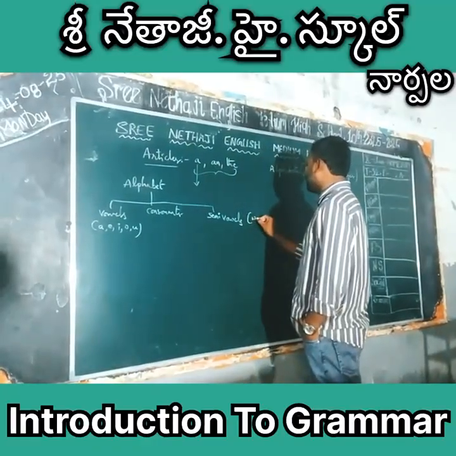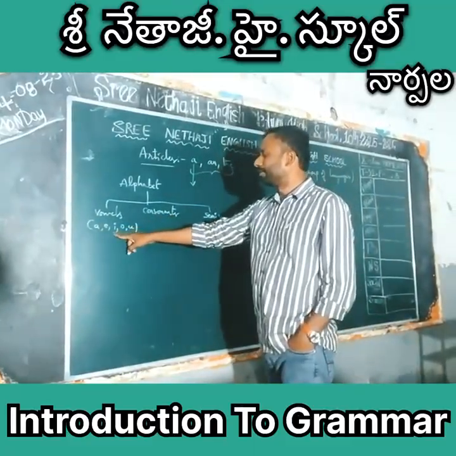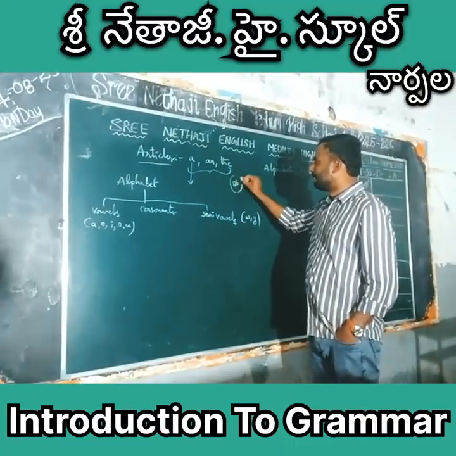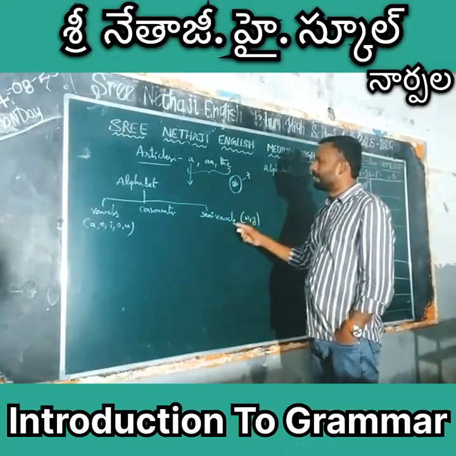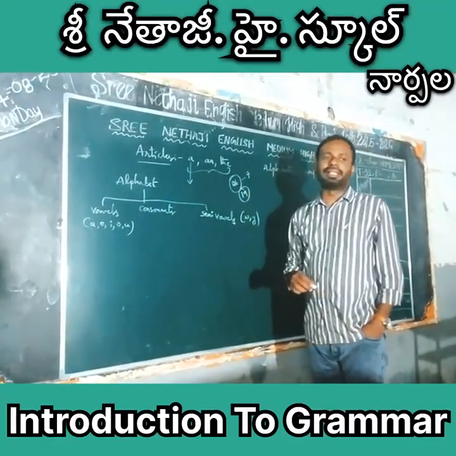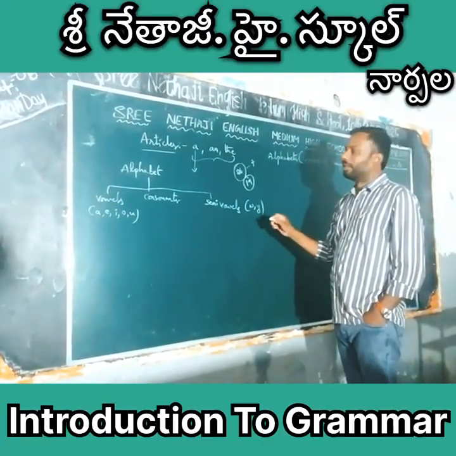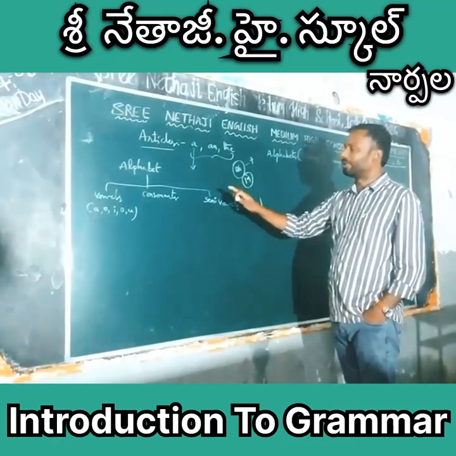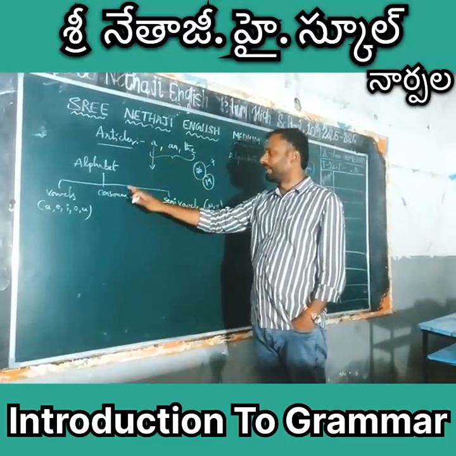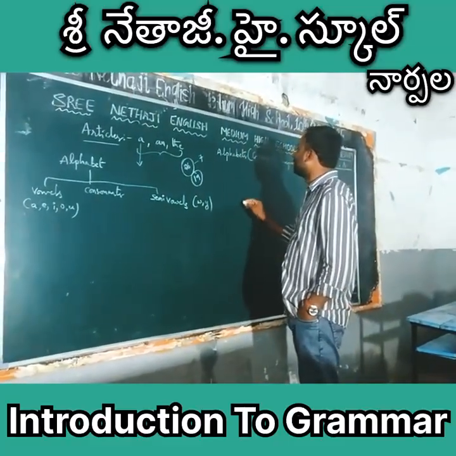Semi-vowels are W, Y, whereas 5 plus 2, 7, out of 26, 7 are vowels and semi-vowels, remaining 19 are consonants, like B, C, D, F, G, H, J, K, L, M, N, P, Q, R, S, T, so on. Remaining 19 are consonants. We use the article A before a word which starts with consonants as well as semi-vowels. Let us take an example.